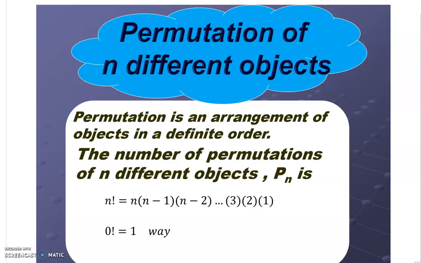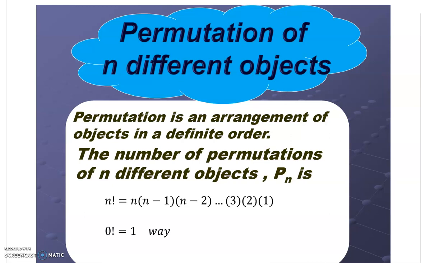Okay, for permutation dia ada beberapa jenis. Konsep of permutation yang kita kena tahu yang mempunyai syarat. Okay, ini kita sebut sebagai syarat lah. Permutation of n different objects, ini adalah syarat. So permutation is an arrangement of objects in a definite order. The number of permutations of n different objects, Pn is, okay, we can use this method lah.